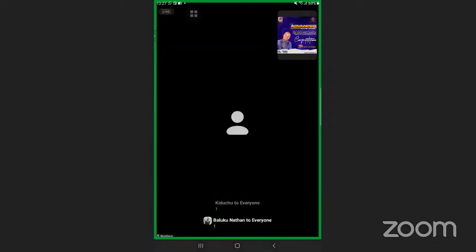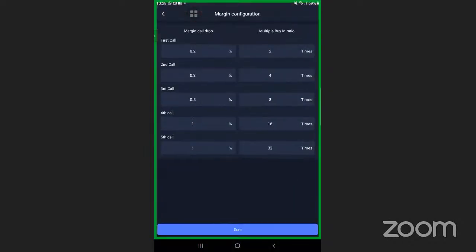I'm about to finish. I want to come now to the preset price. When I'm done with the multiple buy-in ratio, I want to come to the preset price and we are done for the setting. Let me come back now and finish here.